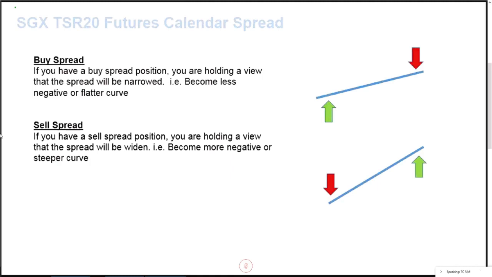Now, when you buy a spread, figuratively speaking, you buy the front and you sell the back month. So what are you gunning for here? At the point of your entry, you're hoping that eventually the front month will go up a lot more than the back month. Or you're hoping that the front month will go up and the back month will actually come off. That will be even better for you. And the reverse is true for a sell spread, where you sell the front and you buy the back.